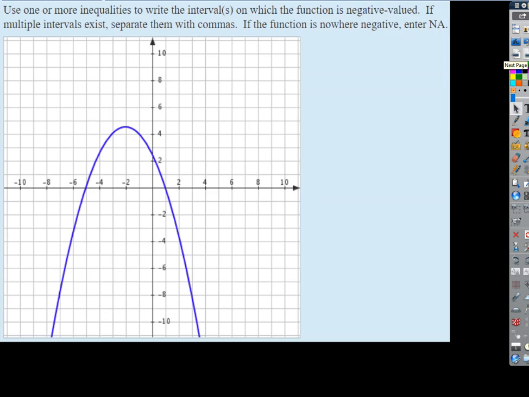Write one or more inequalities to write the interval or intervals on which the function is negative valued. So negative valued means what in terms of a graph? On the bottom, so below the x-axis, right? So where is that? Let's graph those intervals on the x-axis, because when we ask something like write the intervals on which something is happening, we're talking about x values. We want to know for what input values is the output going to be negative. Does that make sense?